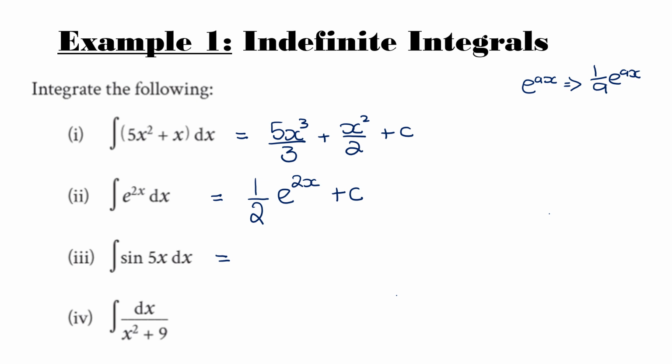Notice how this is a composite function. There is a 5x instead of just an x. One way to identify that is in the log tables, we have sine x, and that tells us it goes to minus cos x, but we don't have any number in front, okay? Because what we have here is more complicated than here, that's generally a good indication that we're going to be using the chain rule. So here we have minus cos 5x. We're going to divide it by 5, and then we have a plus c.